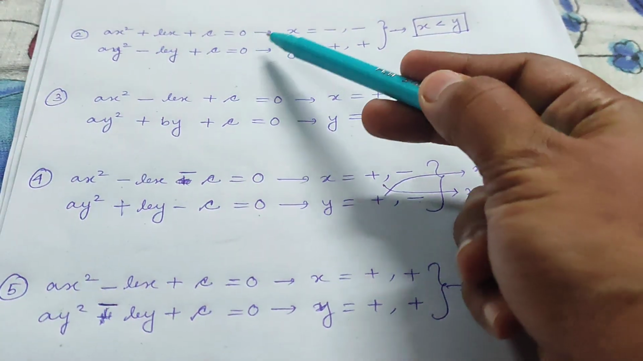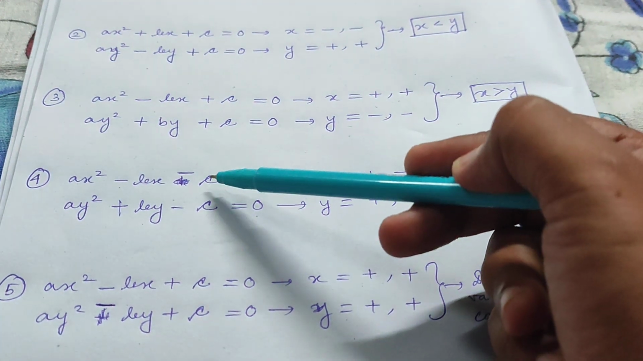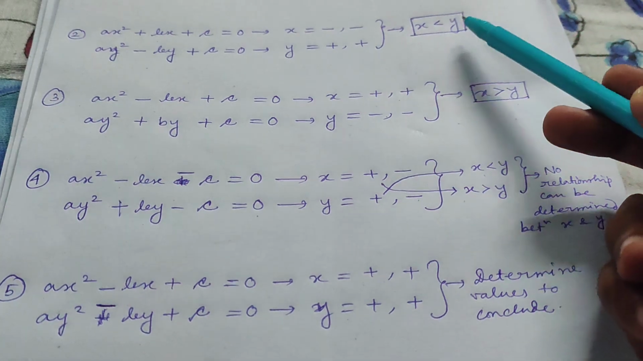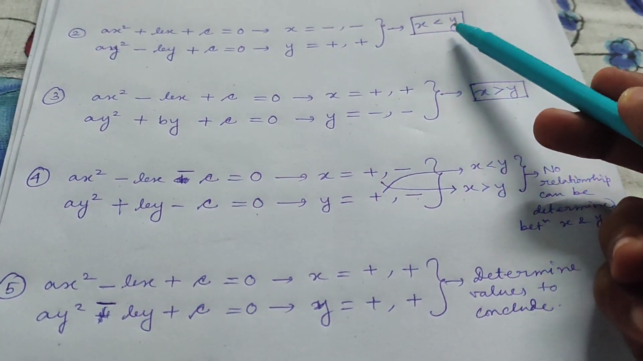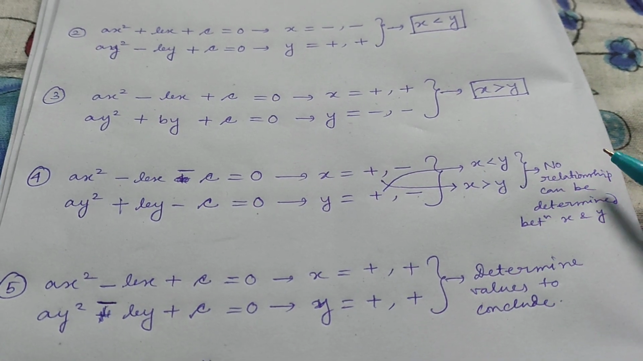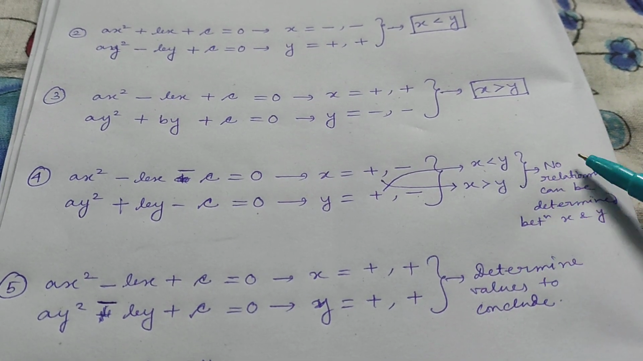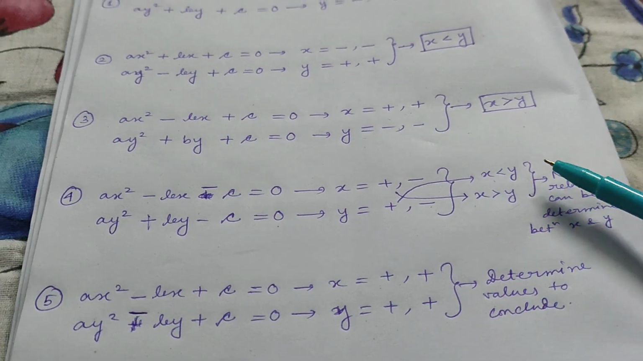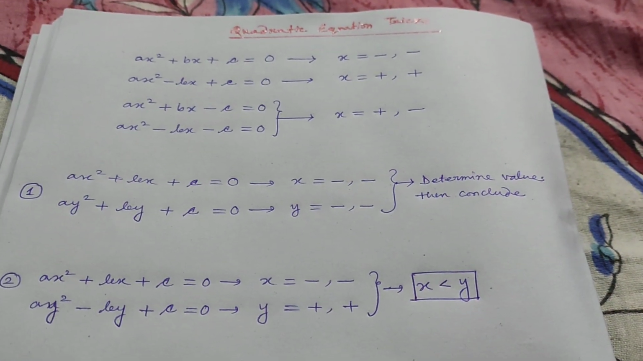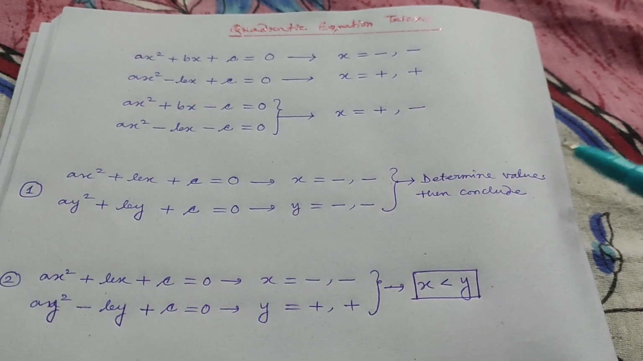Now from these three types of equations we can easily say what your conclusion will be. Either x is less than y, or x is greater than y, or no relationship can be determined between x and y. Now come two other types where you need to determine the values. No tricks can be used here.